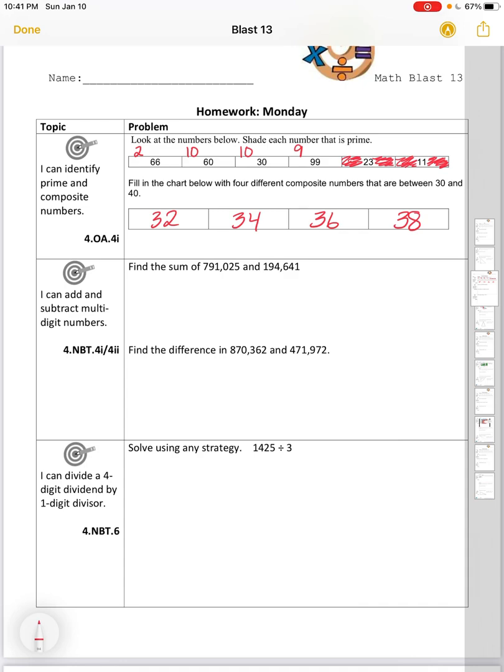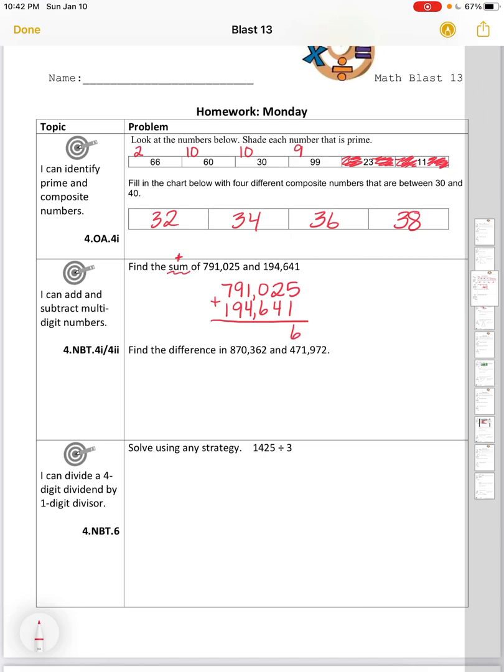I can add and subtract multi-digit numbers. Find the sum. Sum is the answer to an addition problem of 791,025 and 194,641. Well, I'm going to add the two numbers, and while I write these two numbers in a vertical form, I'm going to line up the place values so that I can add like units. Ones to ones, tens to tens, hundreds to hundreds, and so on.